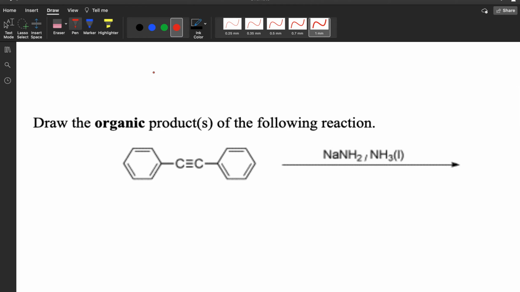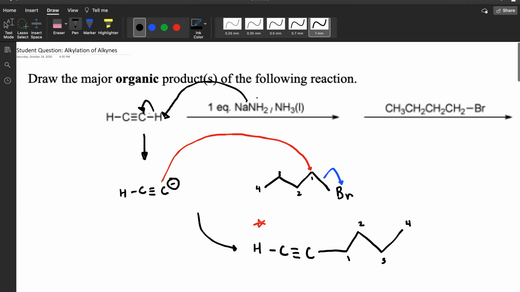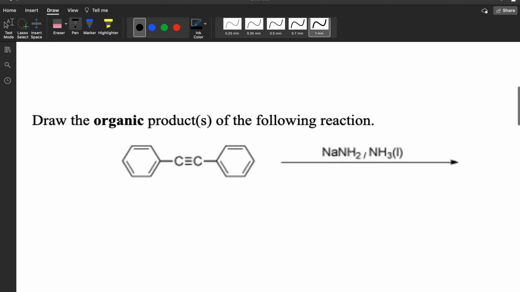Taking a look at this example, this is the question that someone had in particular. What are you supposed to do if you don't have a hydrogen that can be pulled off? Like in the previous example, where this hydrogen was pulled off and that made a good nucleophile. What can you do in this situation? The answer is you can't do anything.